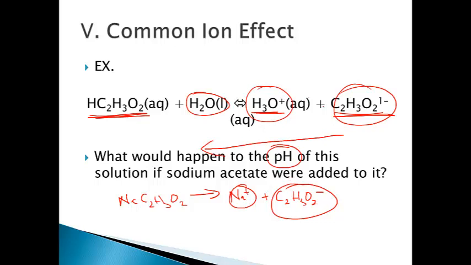Now, answer the question, what happens to the pH? Well, when you drive it to the left, the H3O concentration will decrease. So remember what happens to the pH when the H plus or H3O plus concentration goes down. Since we're getting less of this, it's becoming less acidic, so the pH will increase.